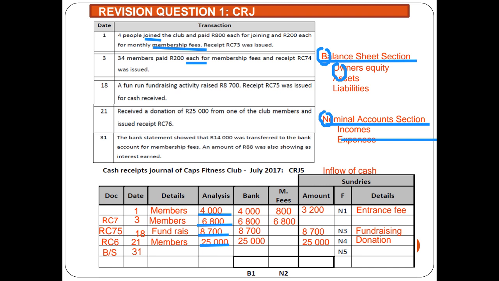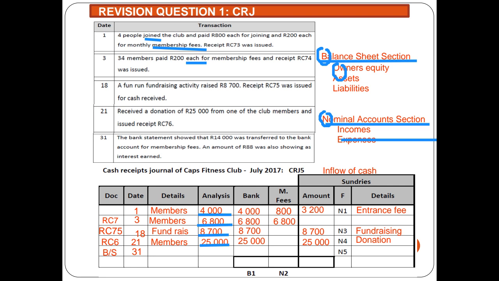Okay. As you can see here, we don't know the name of the bank, because we don't know from whom we got money, from the members, and the other one was from the interest. What do you think I must write under the details, as long as it makes sense? So remember, I said if you are not sure about something, what do we write? Cash. Thank you so much.